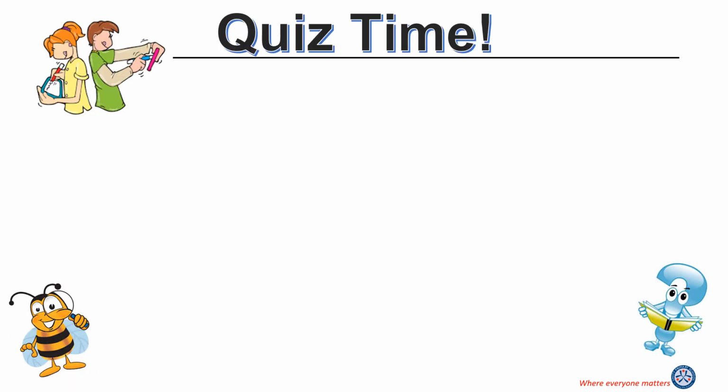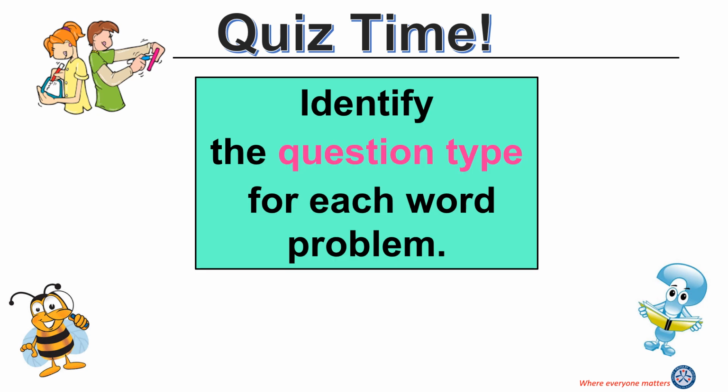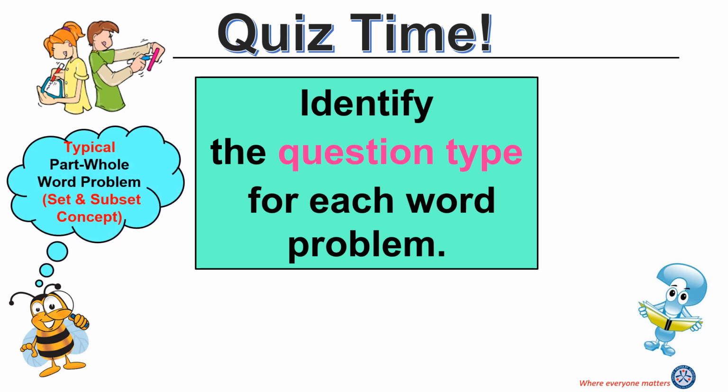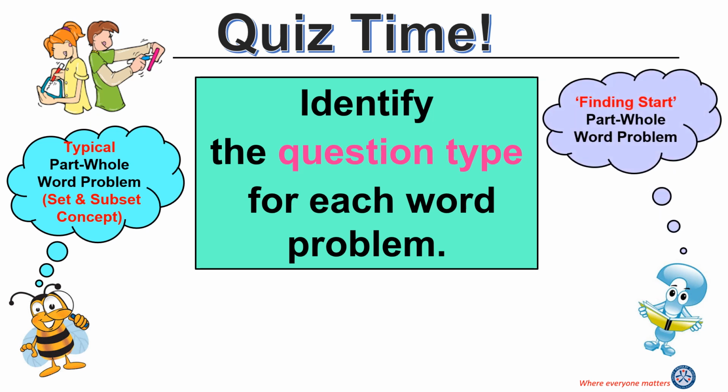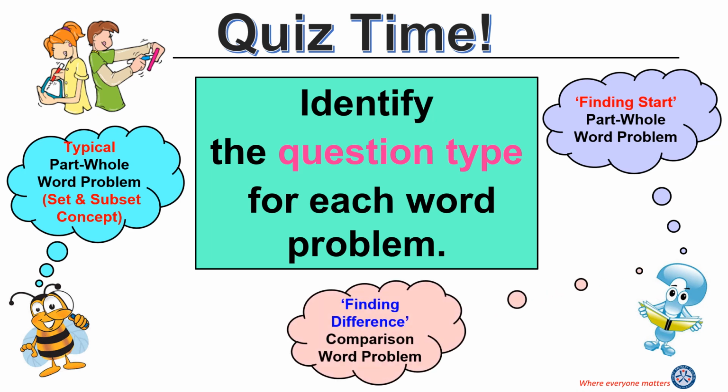To summarize what we have learned, now it is quiz time. For each word problem, the question and solution will be provided. You have to identify the question type. For example, whether the word problem is a typical part-whole word problem, which involves the set and subset concept, or whether it is a finding start part-whole word problem, or it is a finding difference comparison word problem. Are you ready?